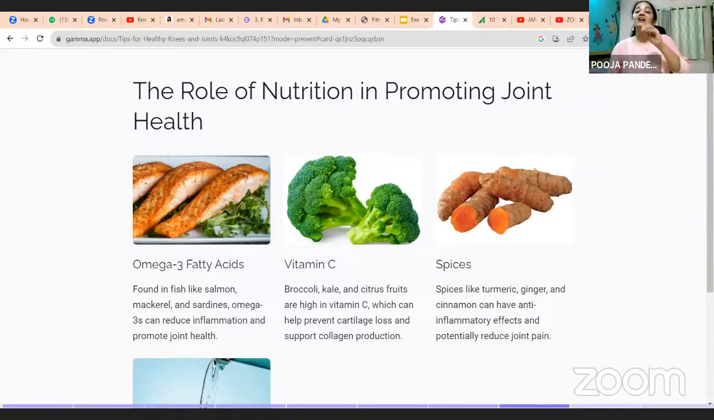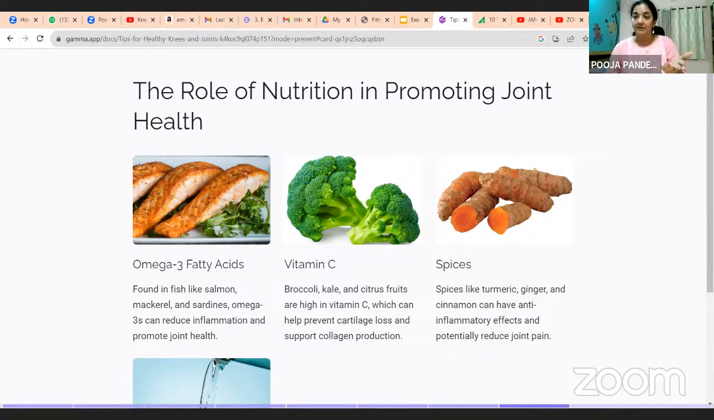Okay. Especially if you want to recover from an injury, try to take omega-3 fatty acid. They are a very, very good source for recovery. Apart from that, your food has to be rich in vitamin C. So all the citrus food is good for your joints. It will make sure the inflammation is down.